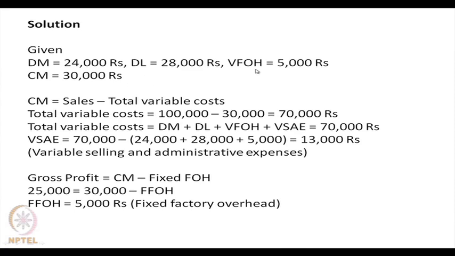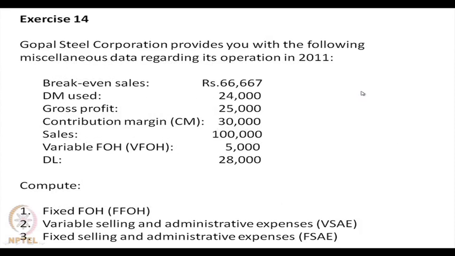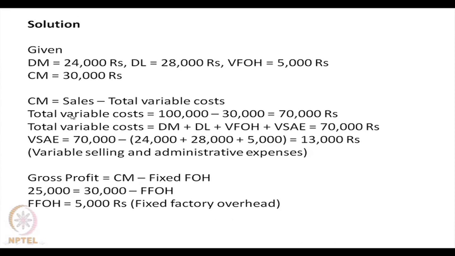I am sorry, there is another part of the variable cost which is the selling and administrative expenses, that is not given, therefore, we cannot add this way. Instead, what we do? We find out total variable cost is equal to sales minus contribution margin. Sales are given as 100,000 and contribution margin is given as 30,000.